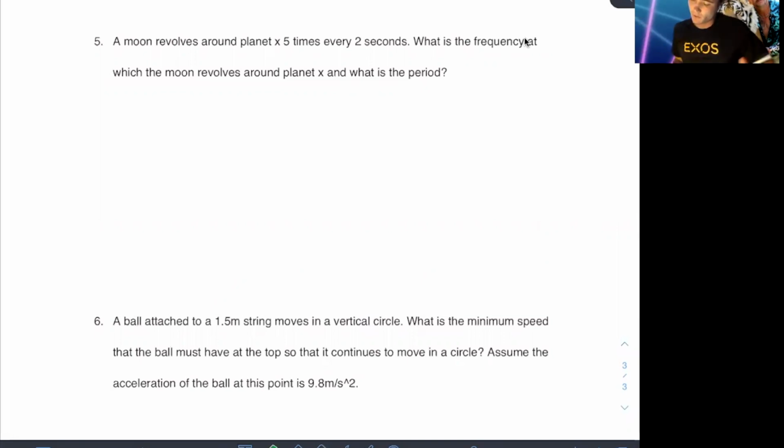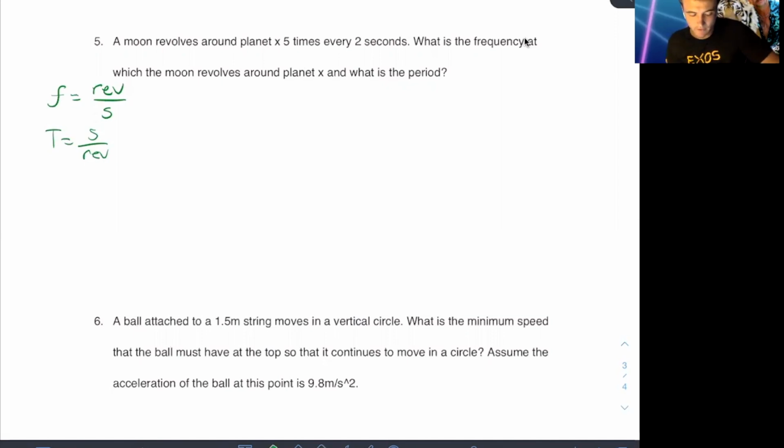Okay, so what is a frequency? A frequency is just a measure that gives the amount of revolutions an object is making around another object per unit time, so per second, right? So how many revolutions can it do per second? Period is just how many seconds it takes to do one revolution. So you see their units are sort of inverse.